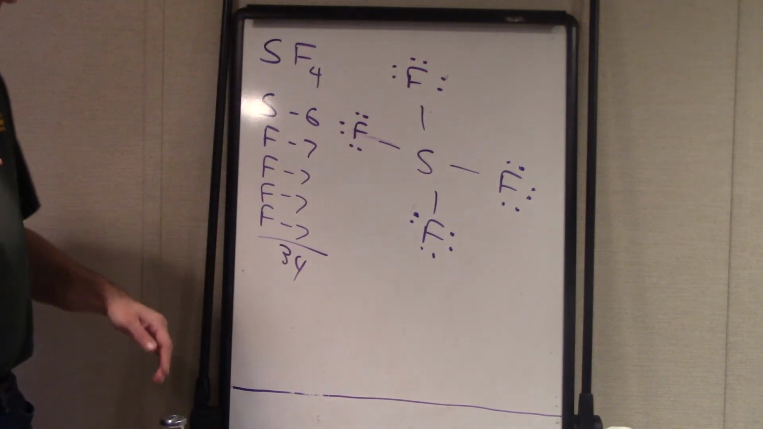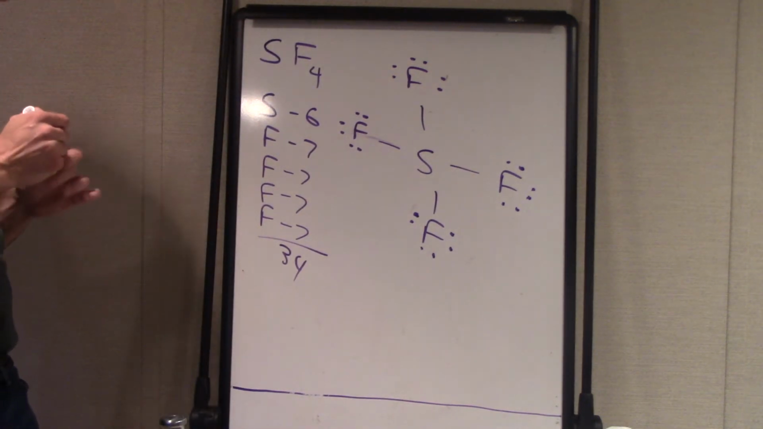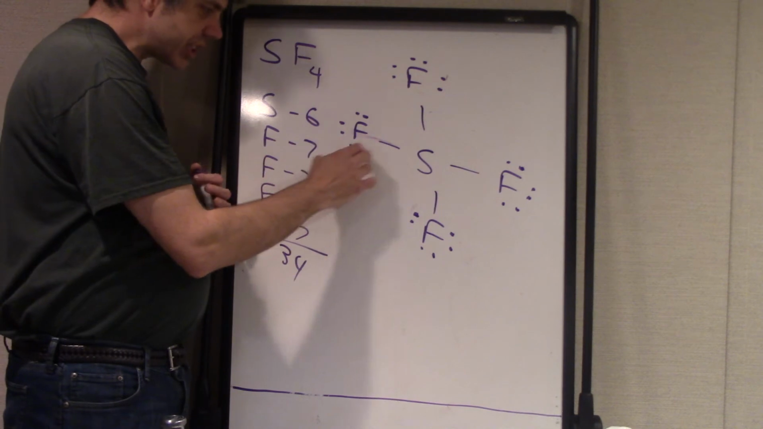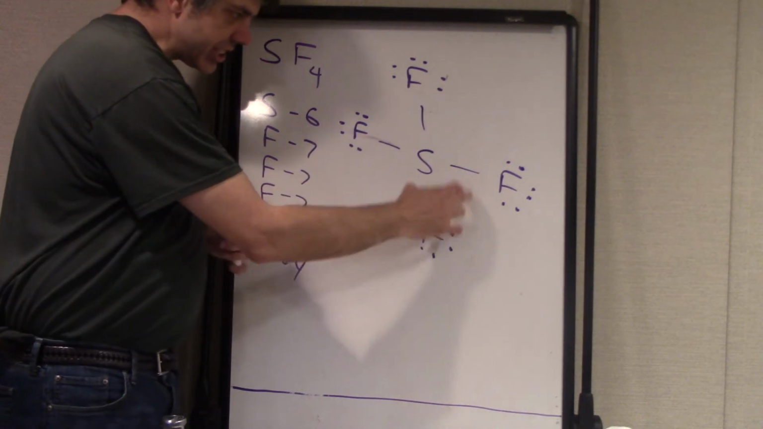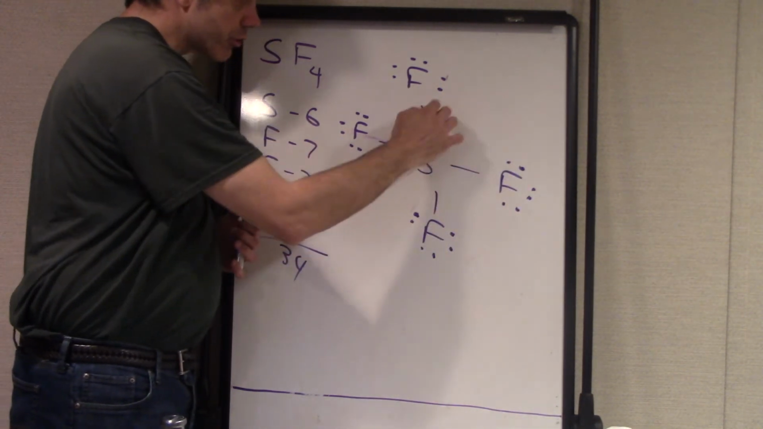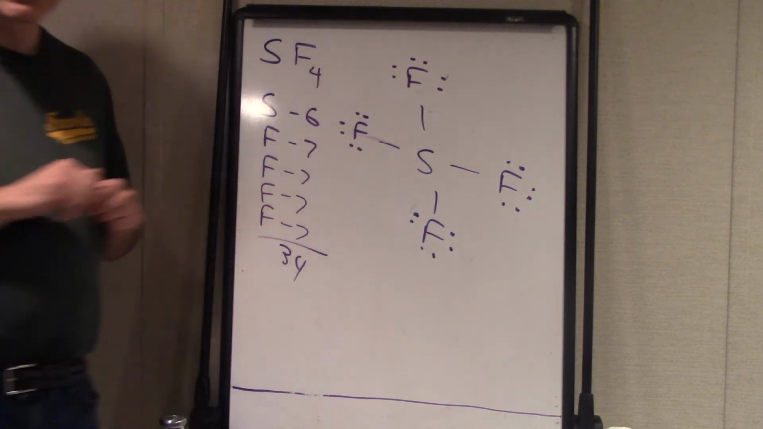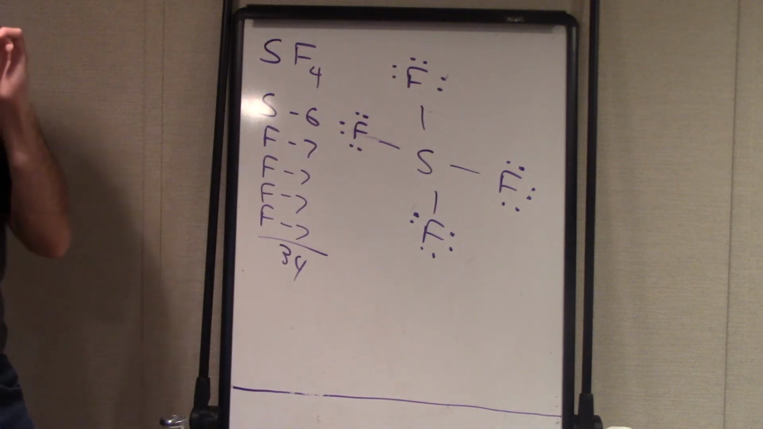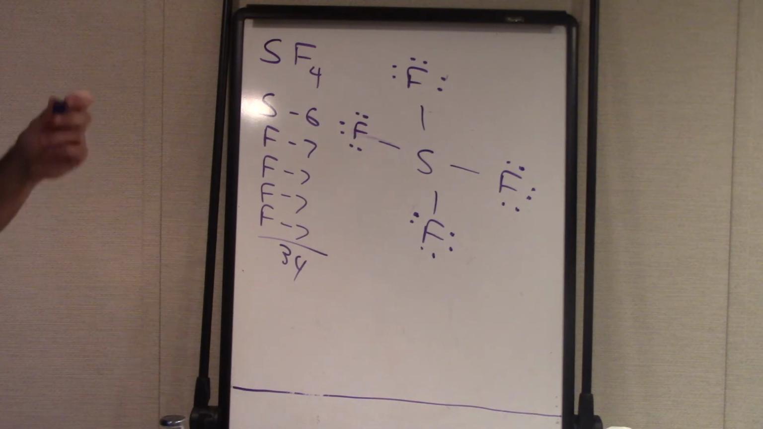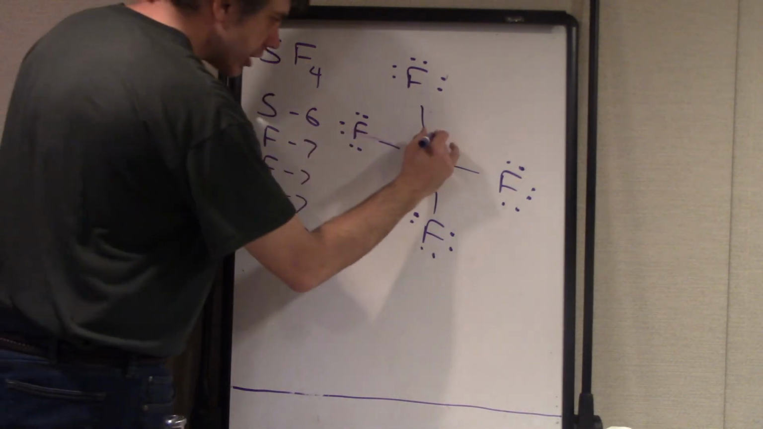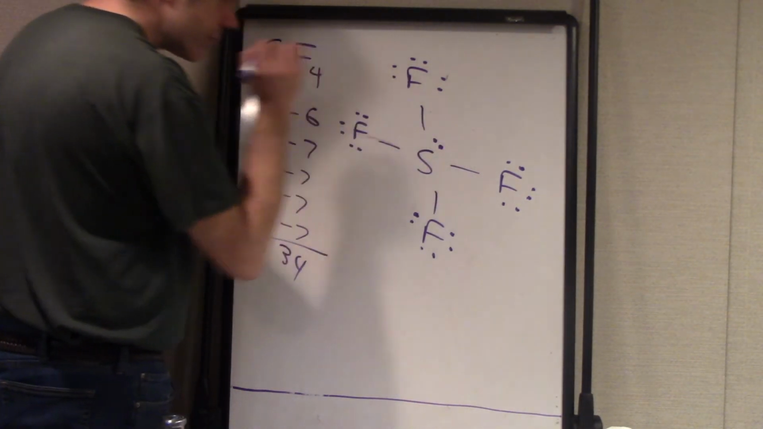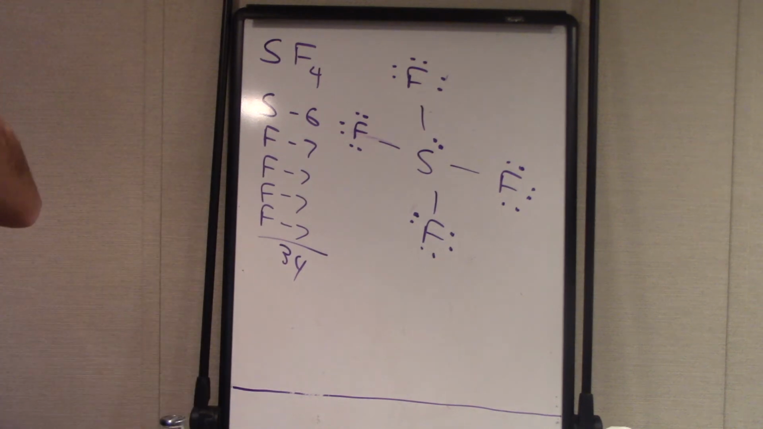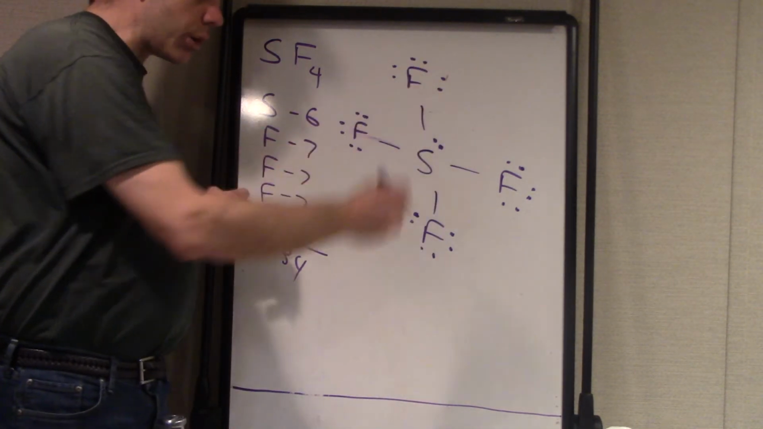Check and see how you've done. I'm looking at 34 electrons that I need. 2, 4, 6, 8, 10, 12, 14, 16, 18, 20, 22, 24, 26, 28, 30, 32. I'm short 2 electrons. Well, I need to get 2 more electrons in the molecule. Where will they go? Well, that's when we start making lone pairs on that central atom. So now, if I recount, I will have 34.